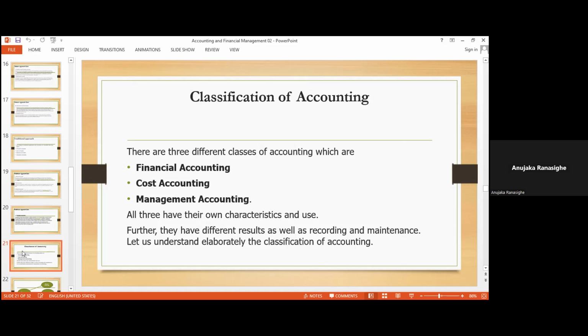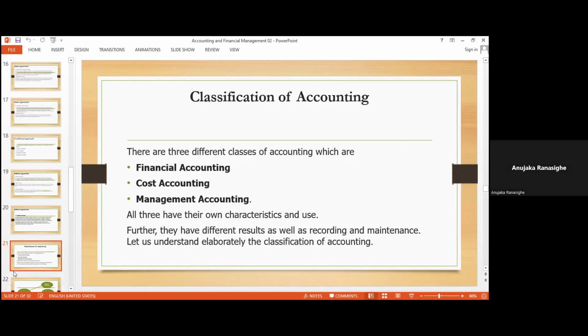Financial accounting is the process of preparing accounting statements. Collect the data, classify the data, and prepare and present the financial statements. This is financial accounting. All 3 have their own characteristics and use. Further, they have different results as well as recording and maintenance.